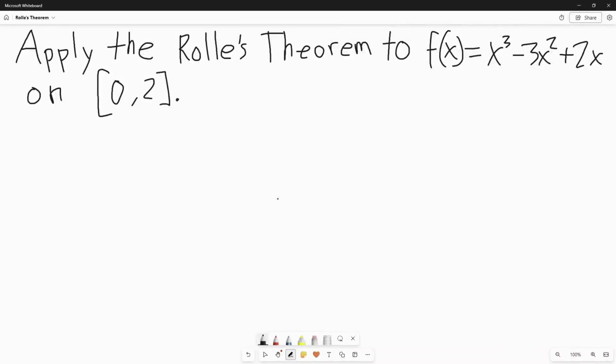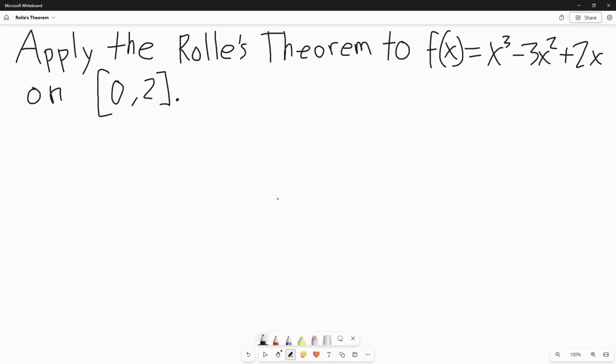Now, let's do another practice problem. If you think you know how to do this one, pause the video and do it. This one says apply Rolle's theorem to f of x equals x cubed minus 3x squared plus 2x on the interval 0, 2. And as always, we need to see if it meets the 3 requirements.